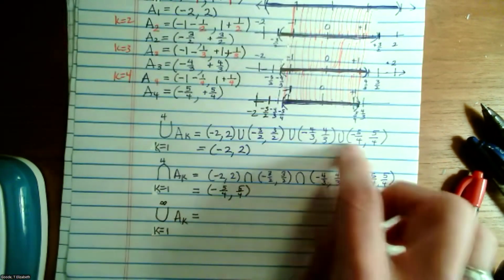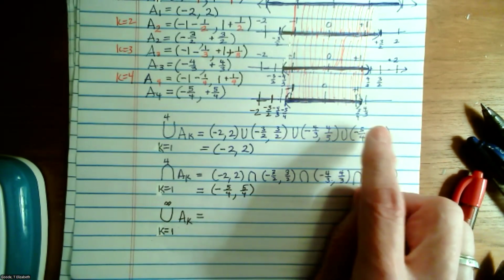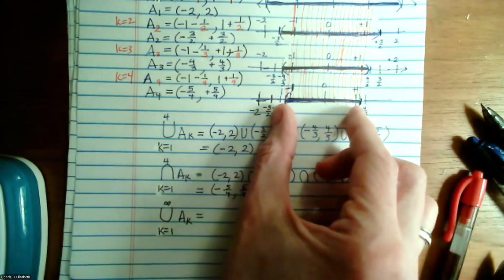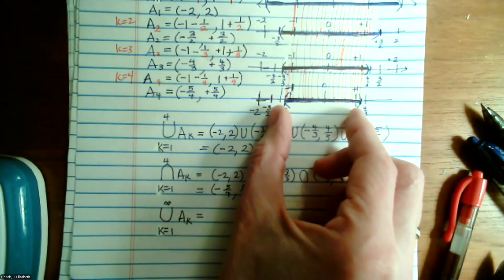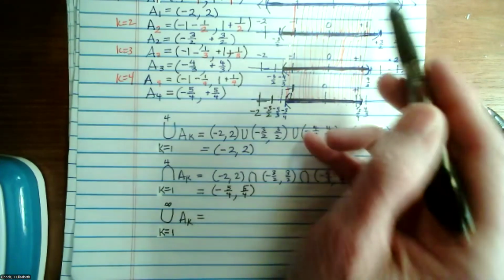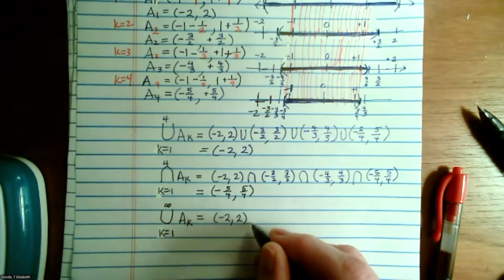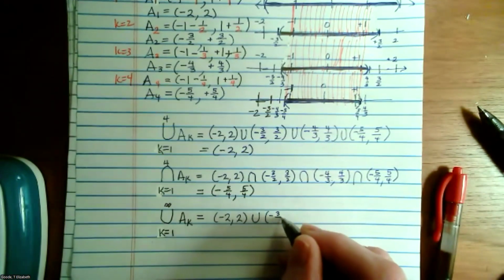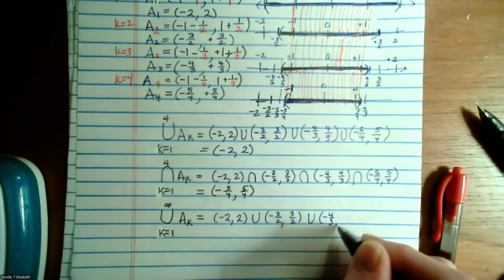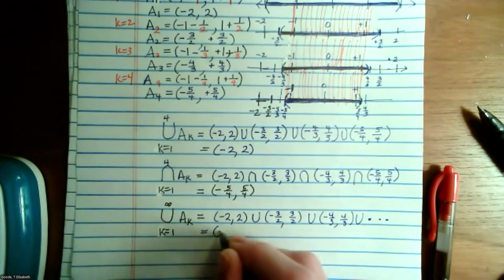The next one would be -6/5 to 6/5. The next one would be -7/6 to +7/6. But they keep getting smaller and smaller as they approach being -1 to 1. So the union is still the biggest set around. So what is the biggest set of all of these? It contains all the other ones as subsets. So -2, 2. Exactly.